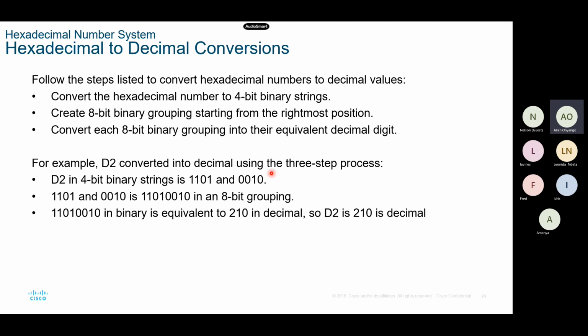Now, the next step: you have 4 bits for D and 4 bits for 2. Now, I want you to put them together so that they're 8 in total. Once you put them together, start with 1101, and then you continue with 0010. Put them to form 8 bits, and then you convert that to decimal.